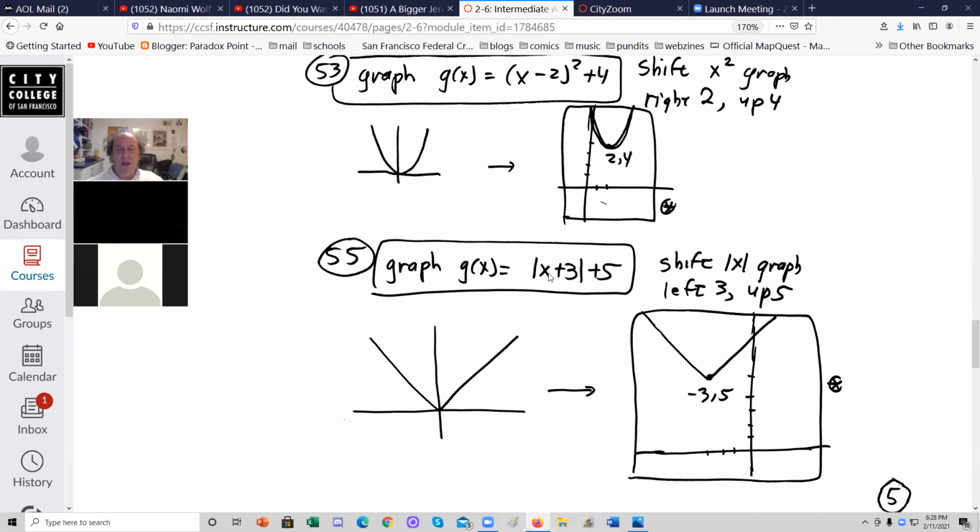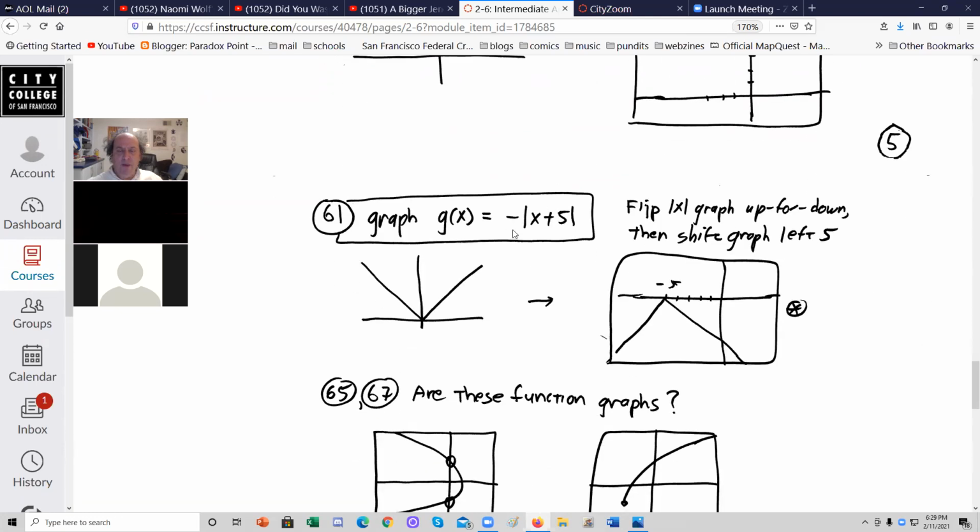Here's g of x equals absolute value of x plus 3, plus 5. Now here's a graph of absolute value of x, a V shape. This plus 3 moves the graph left 3. It happens 3 units earlier. This plus 5 moves it up 5. So left 3, up 5. This sharp corner point at 0 by 0 is moved to negative 3 by 5. And the graph is like that from there.